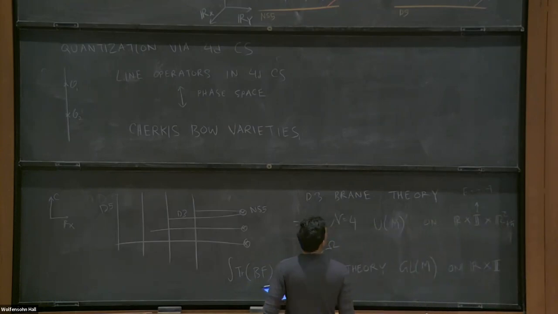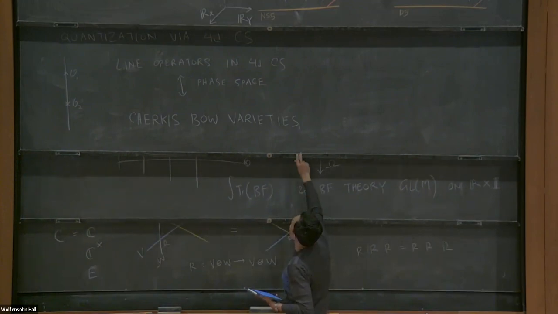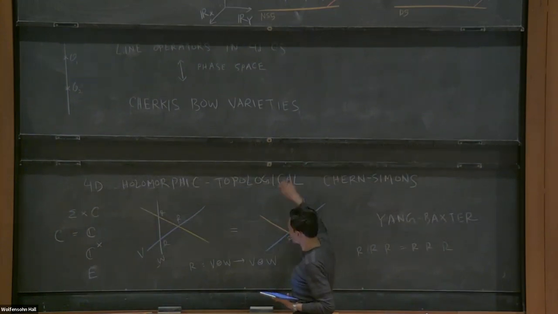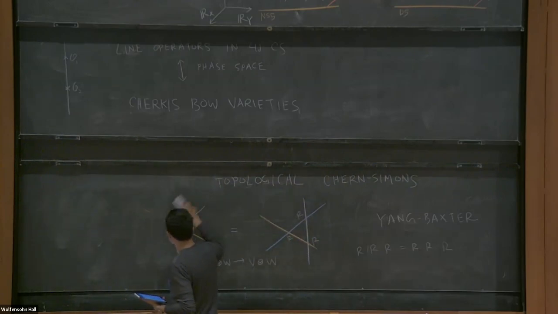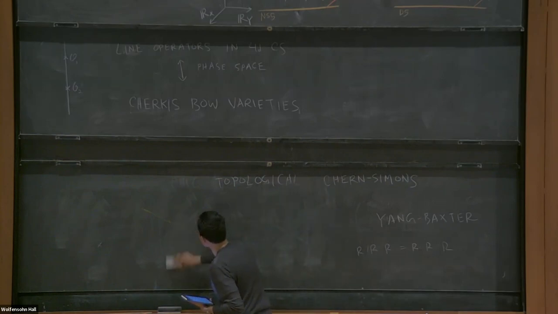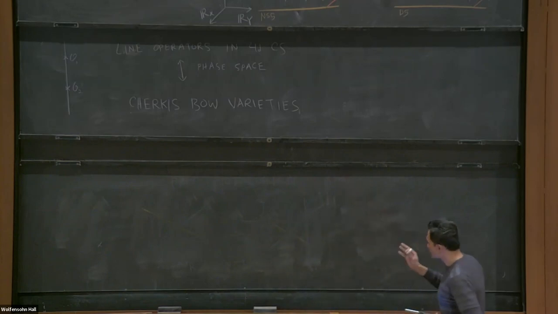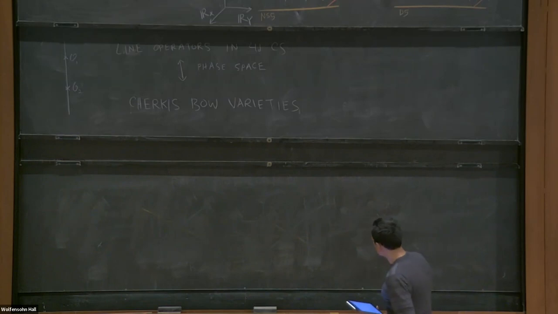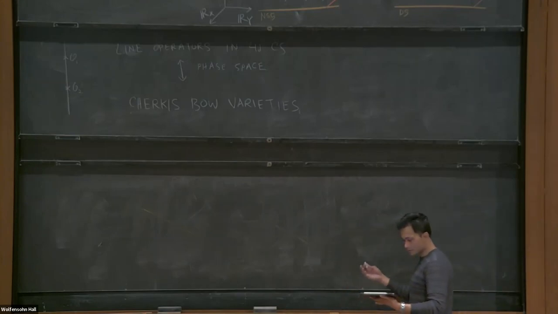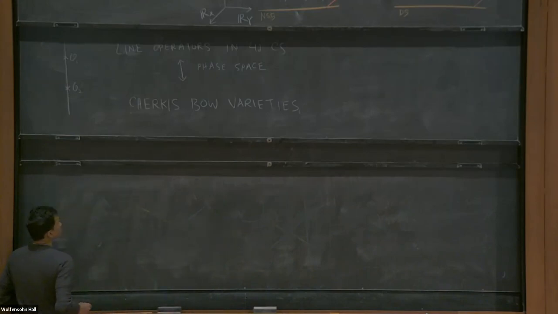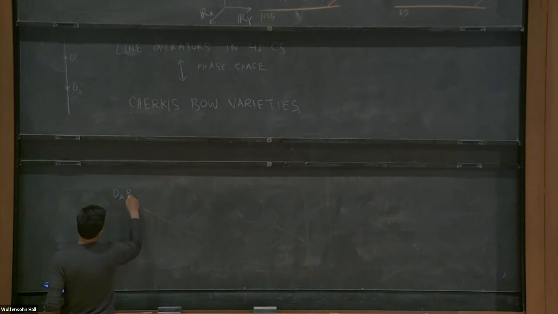So what we find is that... I should mention, why is this BF theory interesting? Because this BF theory ends on the worldvolume of the D5 branes, or in particular, it ends on the worldvolume of the 4D Chern-Simons theory, creating a line operator. So the phase space that I want to assign to a line operator in 4D Chern-Simons is the phase space of the BF theory. The phase space of the BF theory is the space of solutions to its equations of motion. The equation of motion of BF theory is simply that B is covariantly constant and the connection is flat.